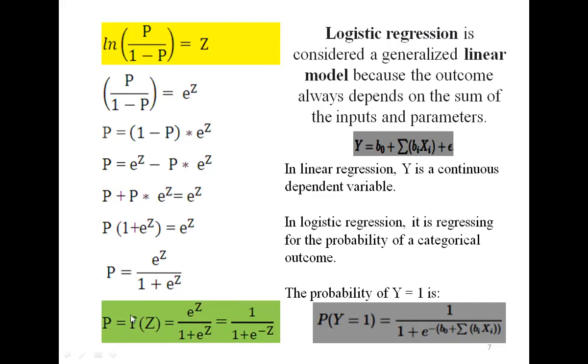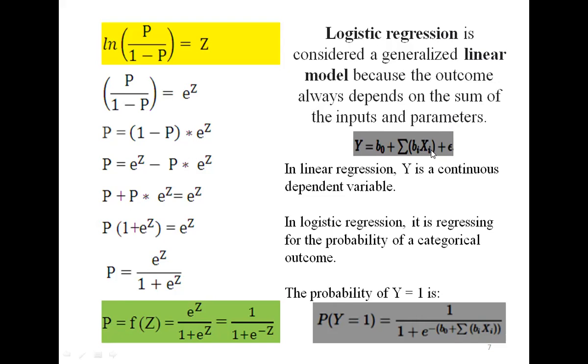So the probability in logistic regression is nothing but a generalized linear model, because the outcome, that is a probability, always depends on the sum of inputs and parameters. Without the regression model, the probability is of no use; we won't be able to find it. The probability can be traced only by the regression model, which is again nothing but the sum of inputs and parameters.